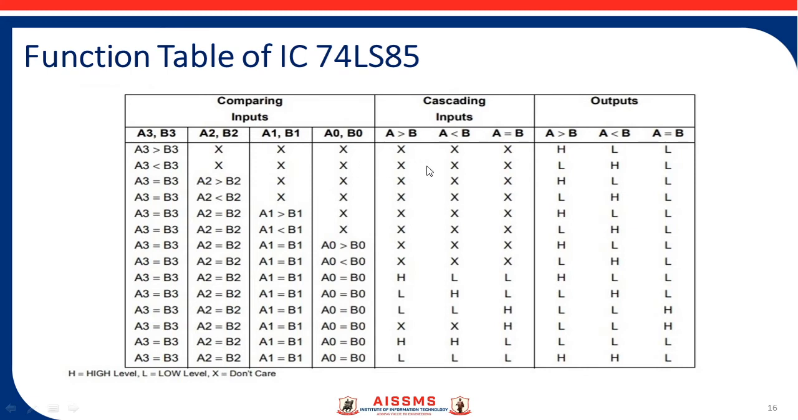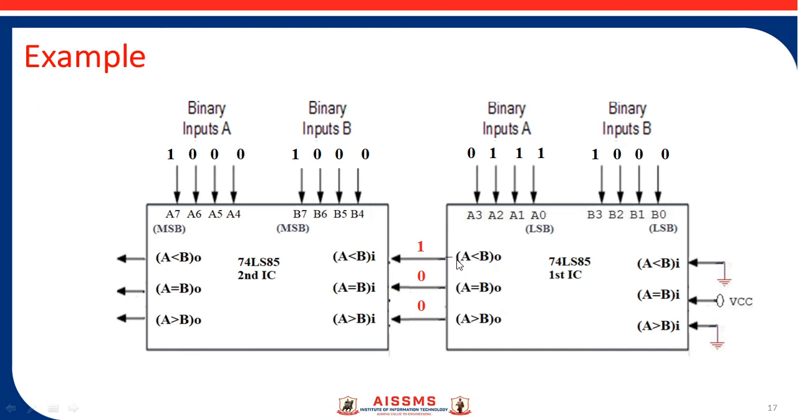It will not check the cascading inputs. Whatever the value of the cascading input, it will directly show the result LHL, that is A less than B is high, A greater than B and A equals to B are low. A less than B output is 1, A equals to B and A greater than B are 0.